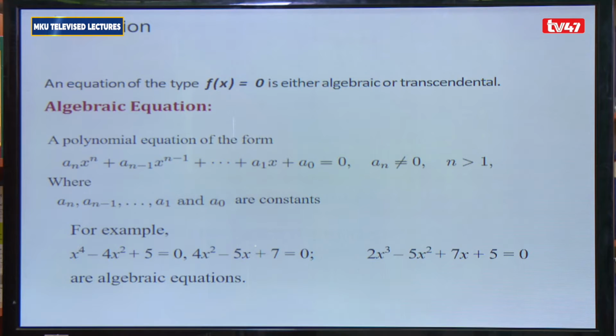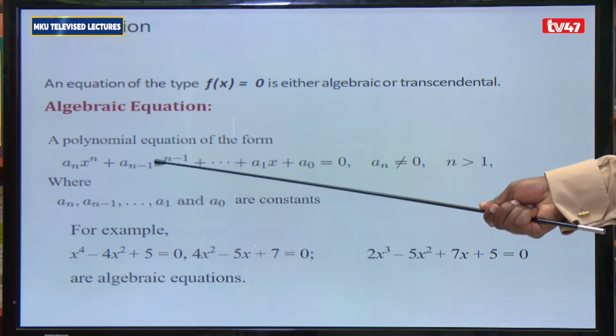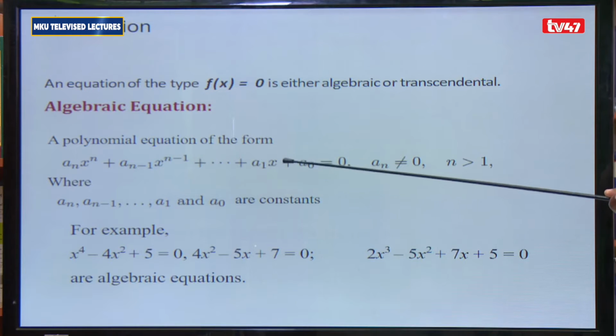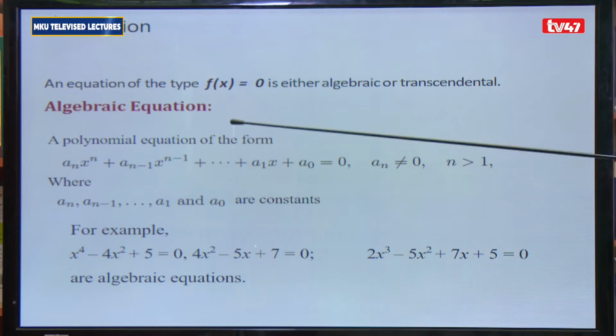An equation of the type f(x) = 0 can take two forms, either algebraic or transcendental. An algebraic equation is a polynomial that takes the given form: a_n x^n + a_(n-1) x^(n-1) all the way to a_1 x + a_0, where a_(n-1) all the way to a_1 are constants.